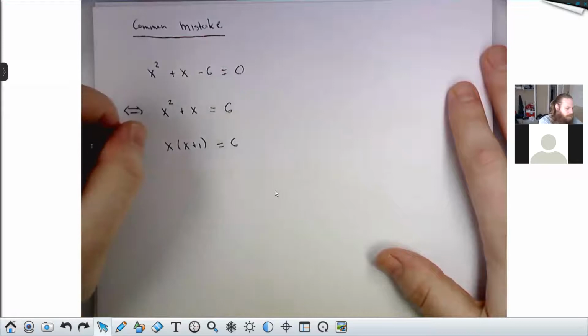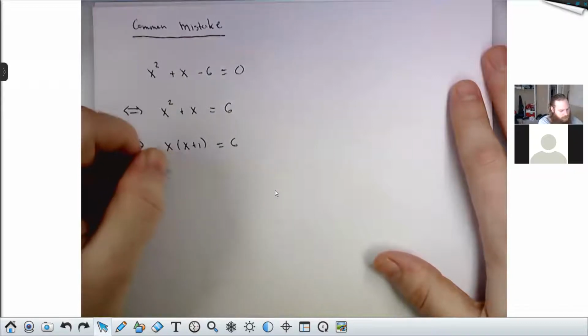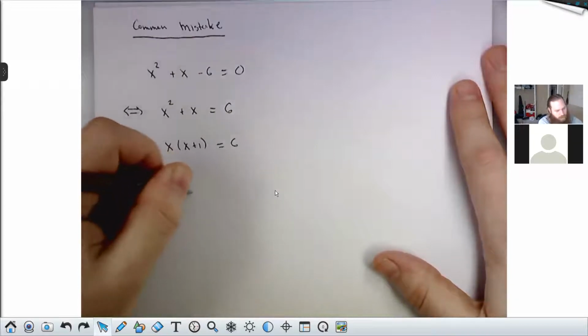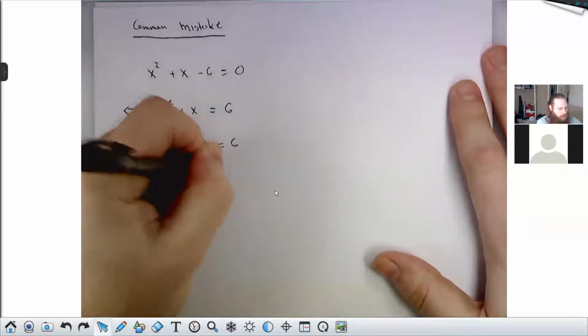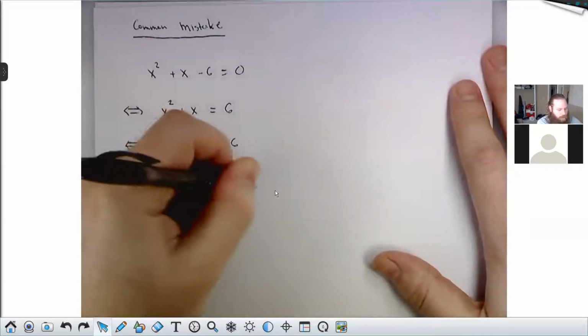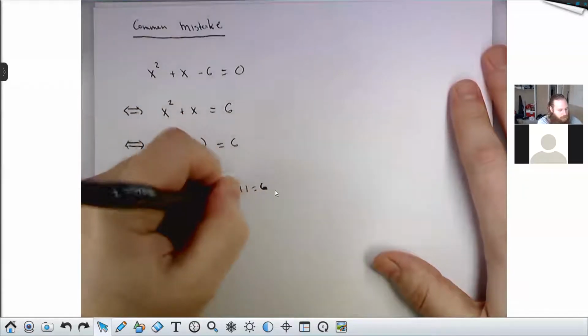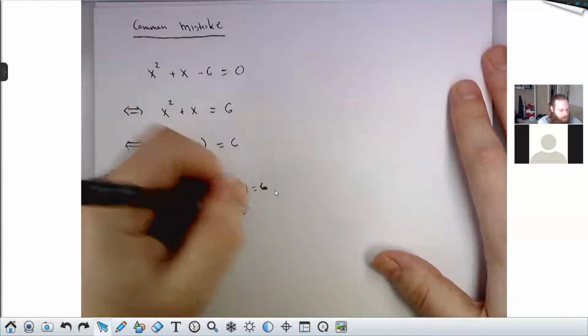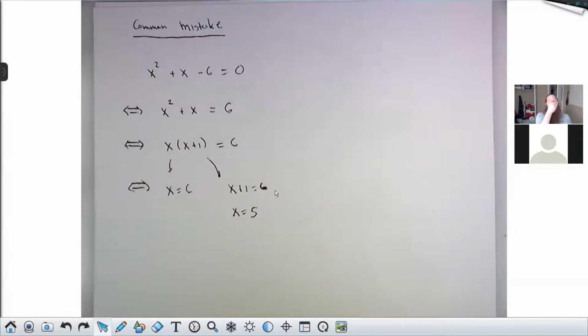And then doing the same sort of thing that we normally do with zeros, they'd say, okay, well, this means that either x is equal to 6, right, setting this guy equal to 6, or x plus 1 is equal to 6. Therefore, here x has to be 6 minus 1, which is 5. And say, okay, well, the solutions are 5 and 6. Can anybody tell me what's wrong with this?